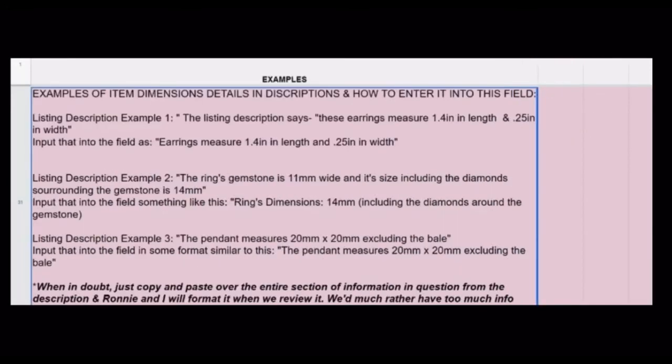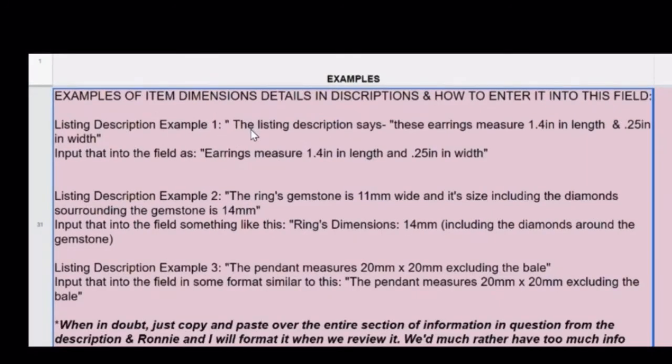I won't really go through how to input it because most of the time it's just a copy and paste job. So example 1, the listing description says these earrings measure 1.4 inches in length and 0.25 inches in width. So that would definitely go into the item dimensions field.